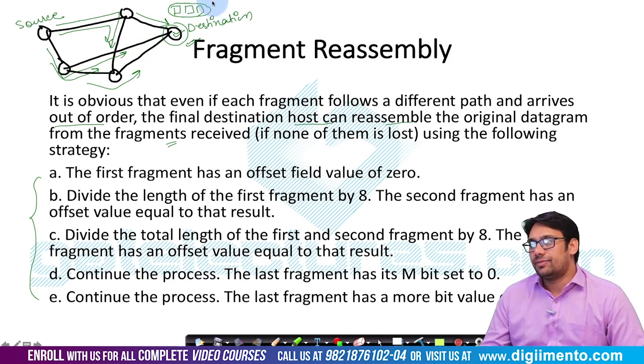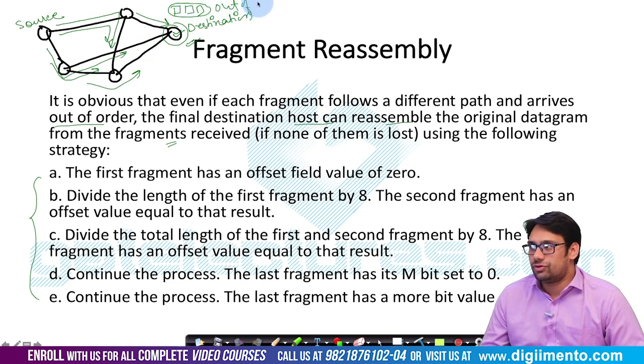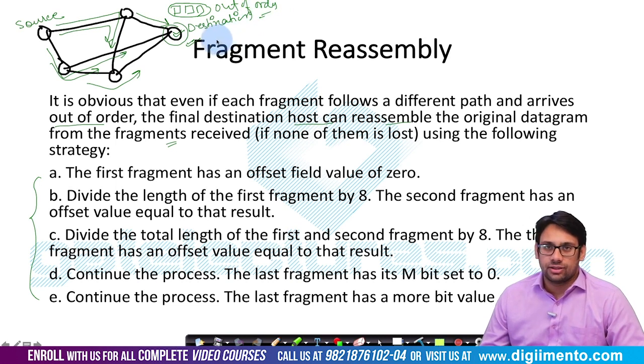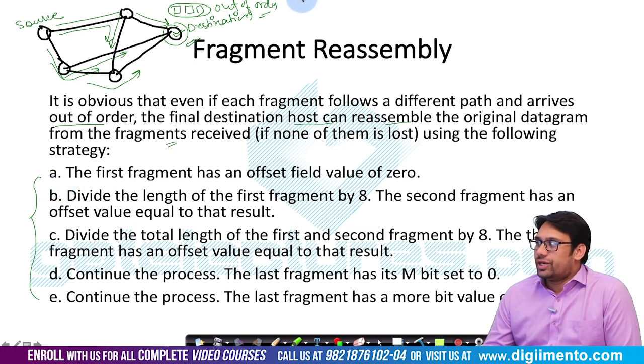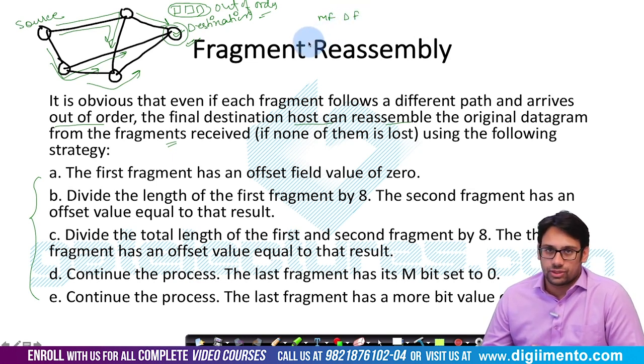And secondly, these packets can be out of order. Out of order means it is not necessary that all these packets are in the same sequence. It can happen that these packets are coming out of order, that means the sequence may not be followed. So for reassembly, we are going to look at the offset. We have seen two fields in your IPv4 datagram: one is the MF field and the second is the DF field. MF means more fragments are following, and DF means do not fragment.